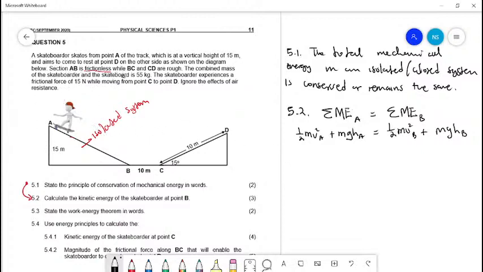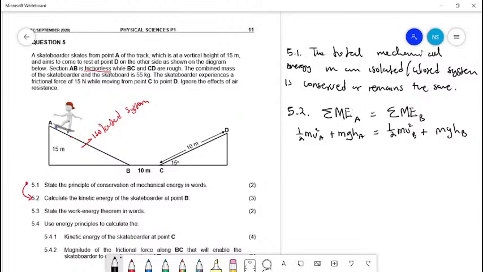So let's go back to the statement above. We're told that a skateboarder skates from point A of the track, and the aim is to come to rest at point D. So the aim of this guy is to be at rest at that point, right? We're not given the speed at A. If we're not given the speed, it means this guy had a certain speed, and we need to determine that.